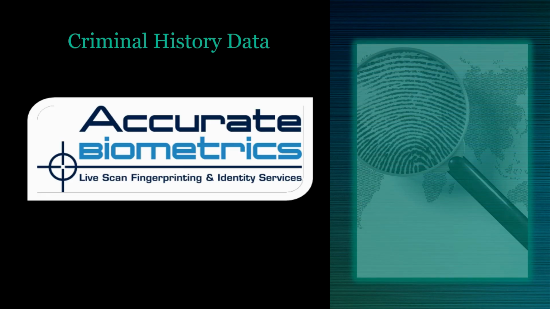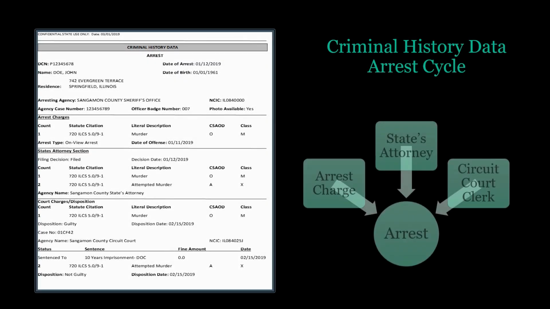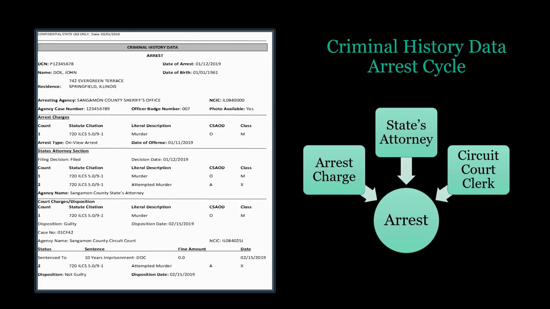Over the next several slides, we will explain to you how to read the criminal history data portion of the Illinois rap sheet. The criminal history data section of the rap sheet contains two main categories, the first being the arrest cycle, followed by the custodial cycle. The arrest cycle consists of the arrest charge section, followed by the state's attorney section, and lastly, the court disposition section.